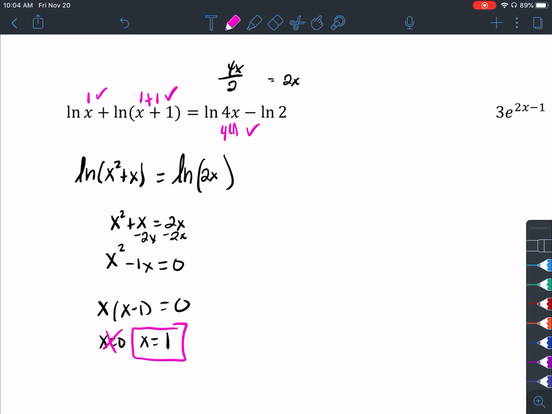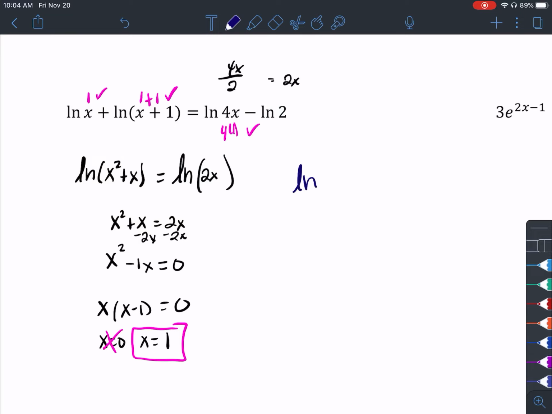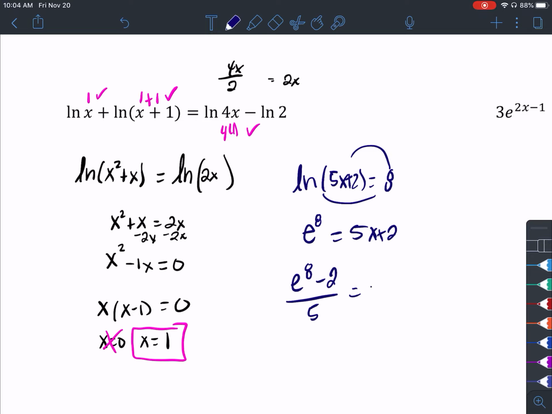Had it been one where we had to convert, so let's just say, for the sake of it, I had the ln of 5x plus 2 equals 8. Then we would actually have to convert this, so the base would be e to the 8 equals 5x plus 2. Here, we would actually leave e to the 8 as e to the 8. So my final answer for this one would be e to the 8 minus 2, all divided by 5.